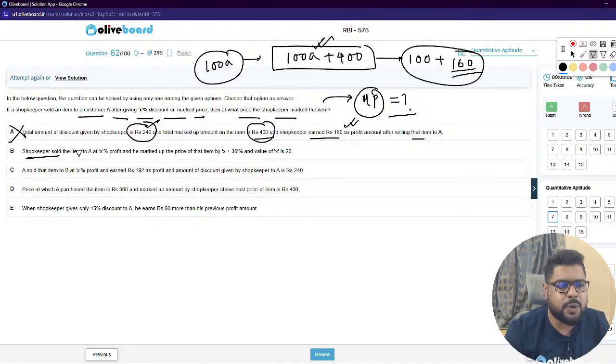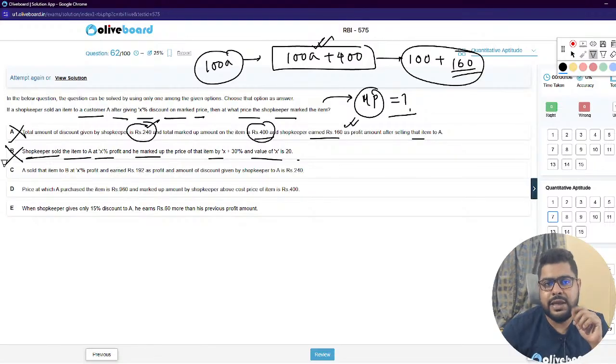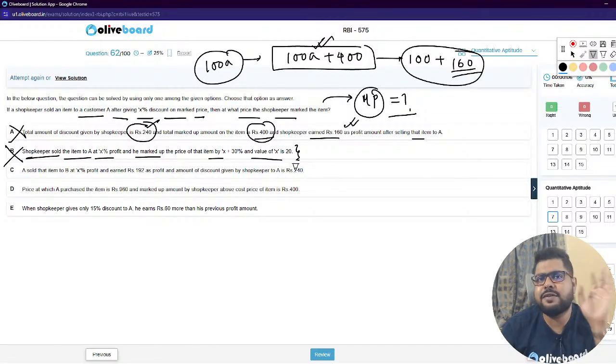Second option, shopkeeper sold the item A at X% profit marked up this. This can never be the answer. Now you might say why? Because sir, you see, I need a value, price, rupees. This whole statement does not have any value mentioned. You see, this is how you need to think. In this whole statement, there is nowhere a value in rupees mentioned. So how can I equate something to rupees? No ways. Right? So B, I'll not even check.